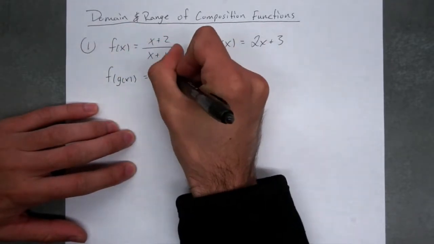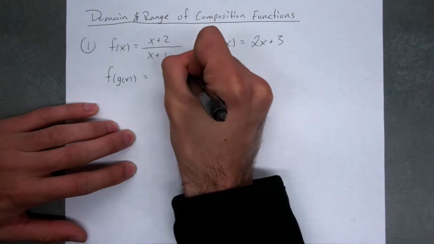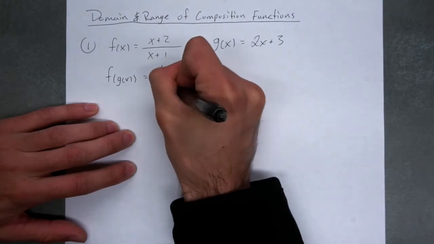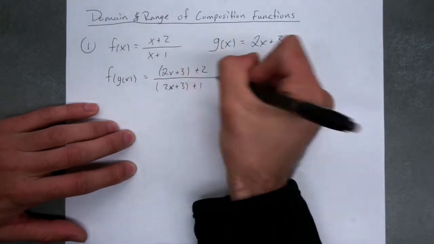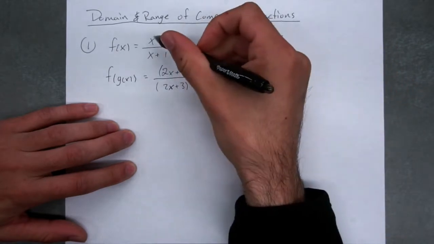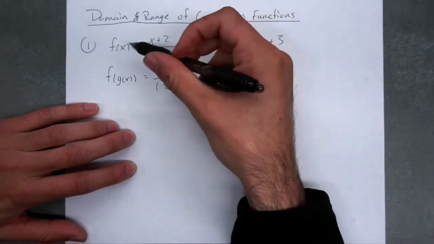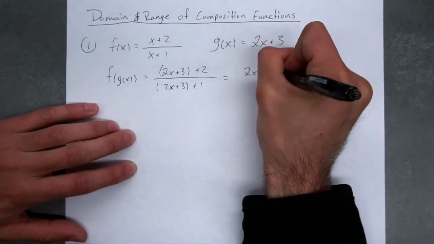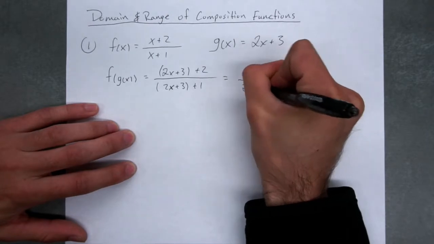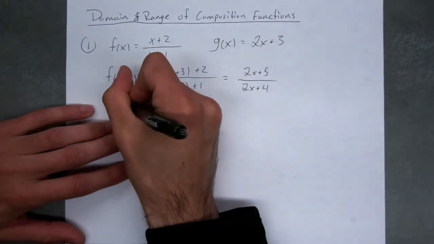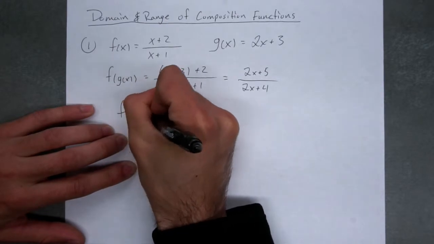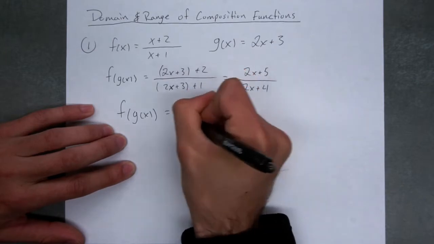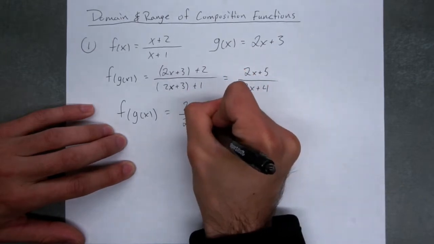which is equal to (2x plus 3 plus 2) over (2x plus 3 plus 1). So what I did is I just plugged in g of x for each x variable in the f function. So we can simplify this into (2x plus 5) over (2x plus 4). And so our composition, f of g of x, is (2x plus 5) over (2x plus 4).